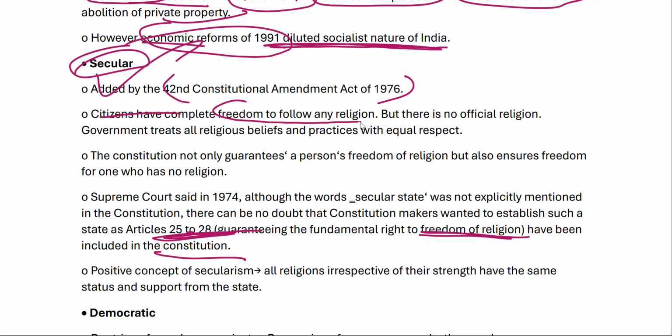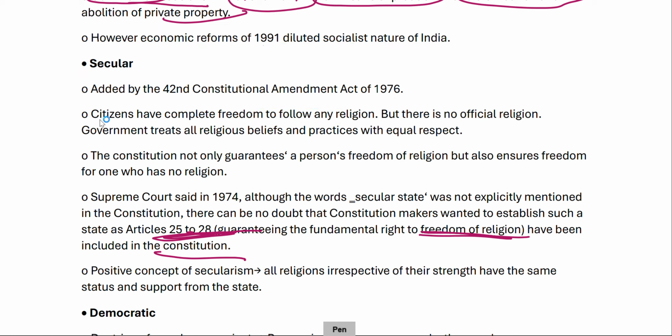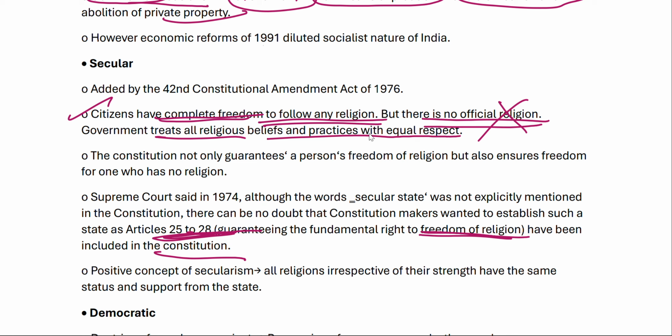Citizens have complete freedom to follow any religion, is what secularism means. So the citizens have the complete freedom to follow any religion, but there is no official religion. The government treats all religious beliefs and practices with equal respect. So all the religious practices and beliefs must be treated with equal respect.